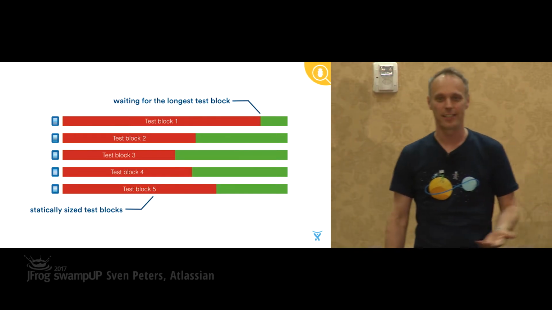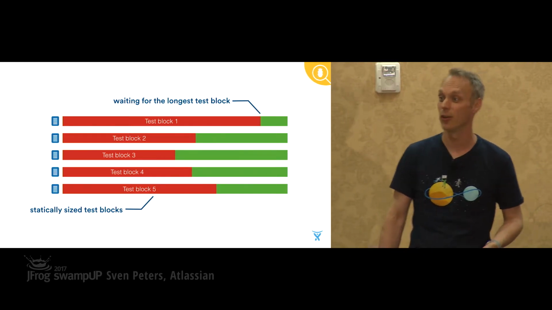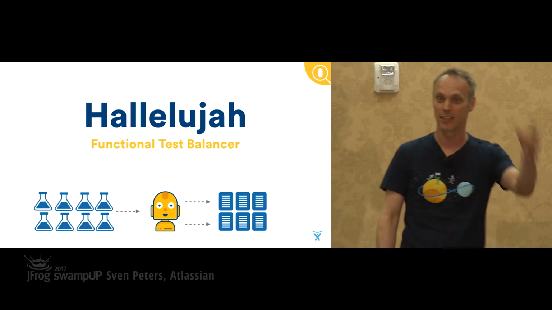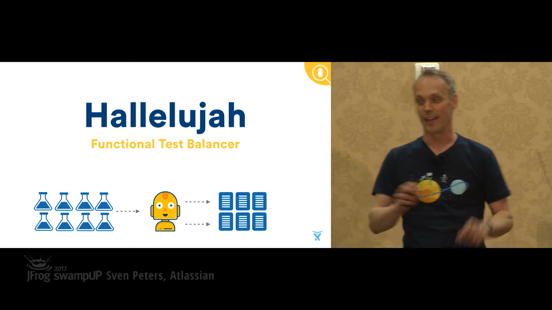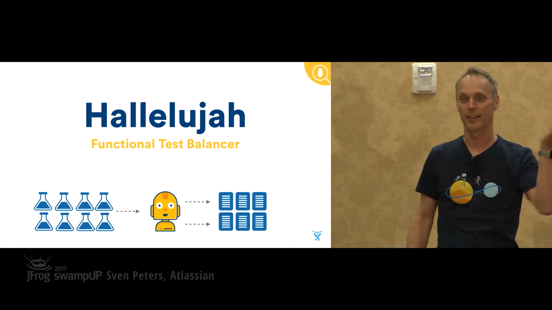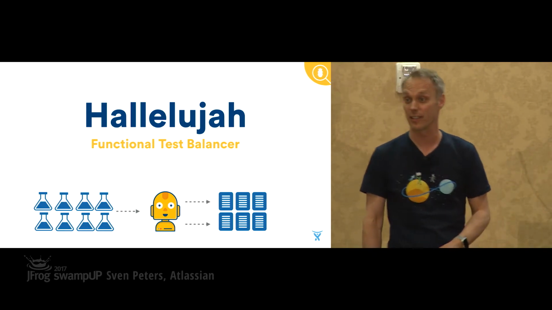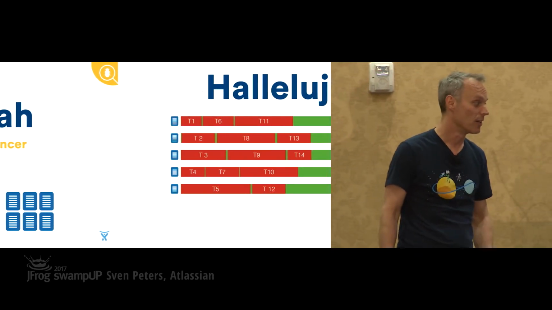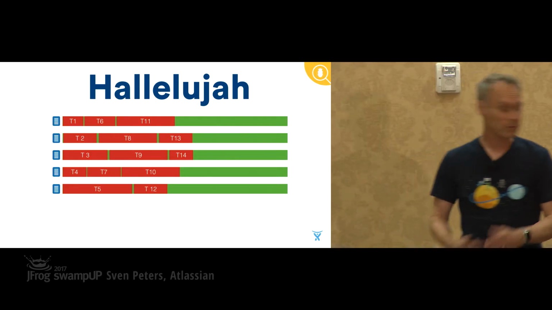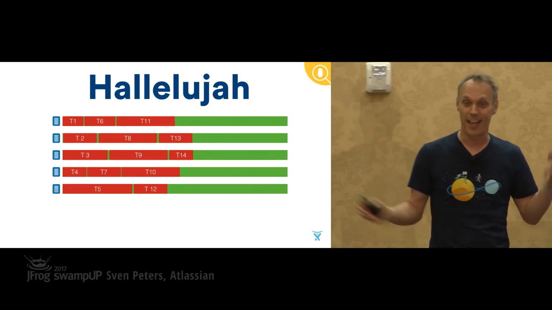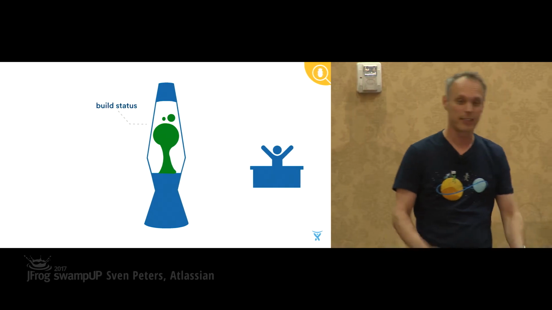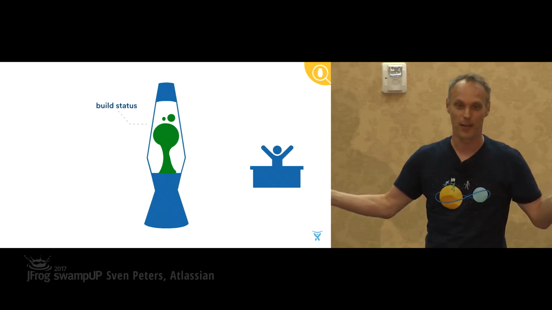So what we actually did is we wrote a small piece of software called Hallelujah. Hallelujah is a functional test balancer, and it's also pretty simple. It takes the functional tests and looks at which server is currently not running, which server is free, so I can put that test on that server. Also pretty easy. So with Hallelujah, it looks much better. You use your resources better. At the end, we tie all the results together and we say, yay, our builds are green. We are happy the build status is green.